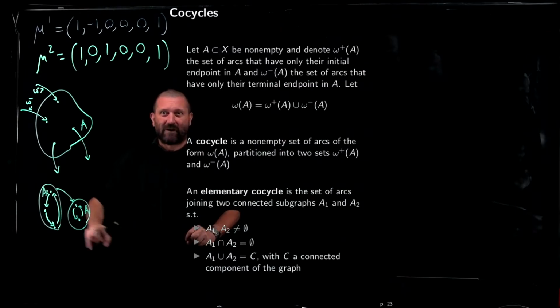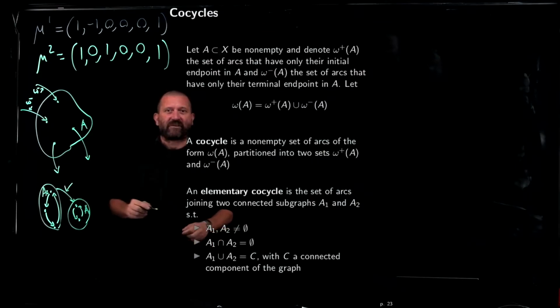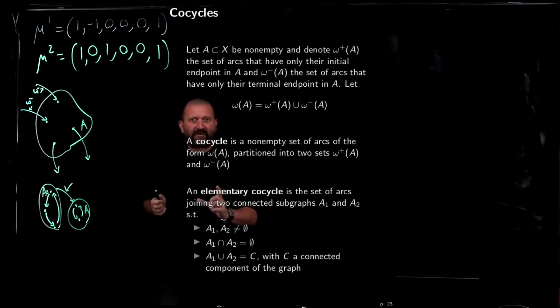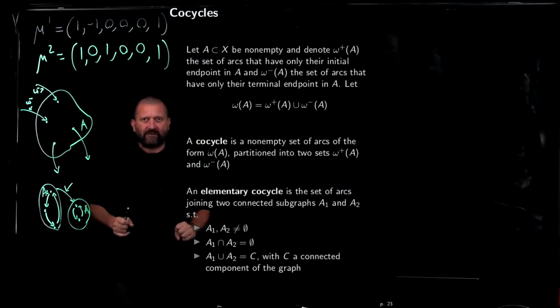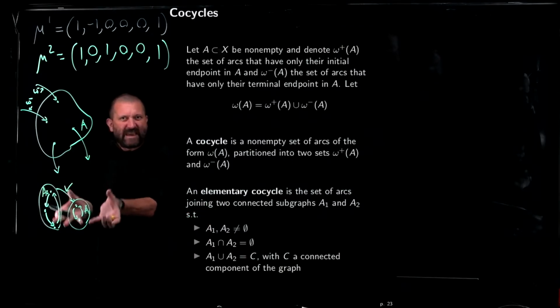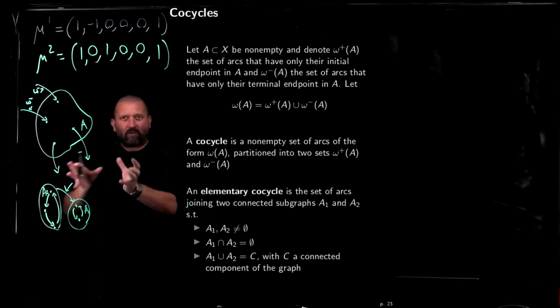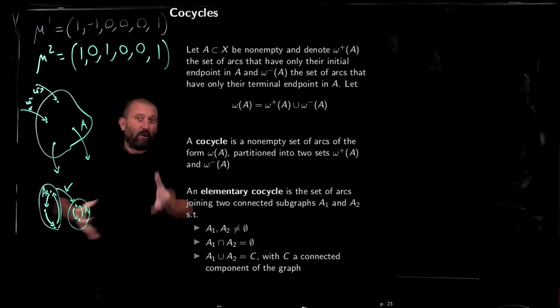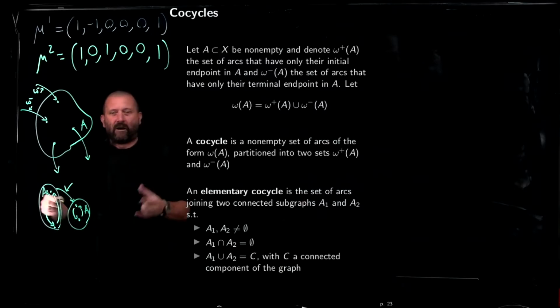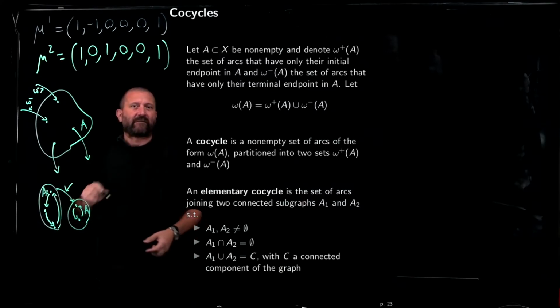Okay, and so that would be an elementary cocycle. Okay, the two subsets are not empty. This is the first condition. The intersection between the subsets is the empty set. So that means there are no vertices that belong to both subgraphs. And the union gives a connected component of the graph.